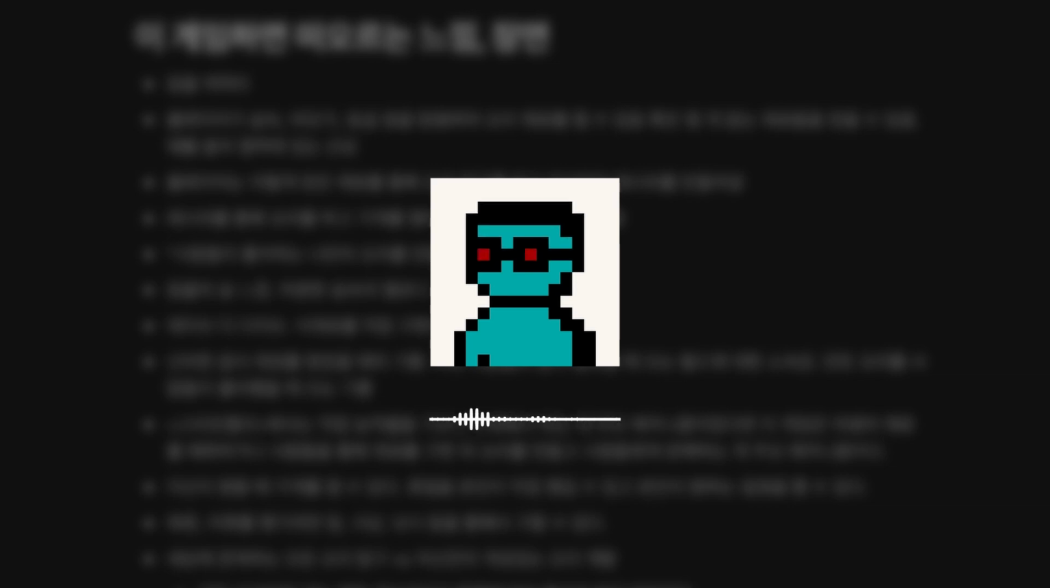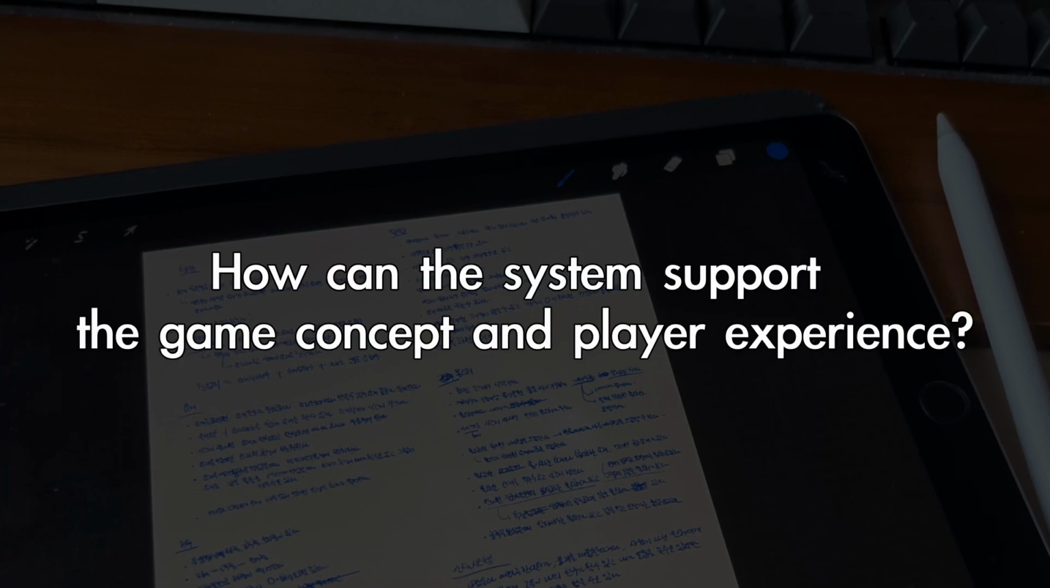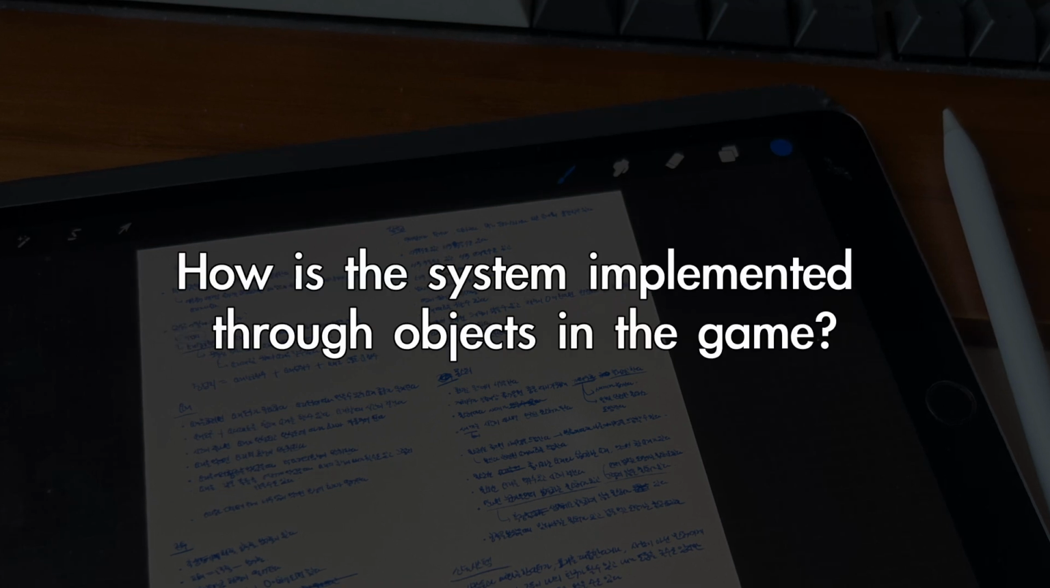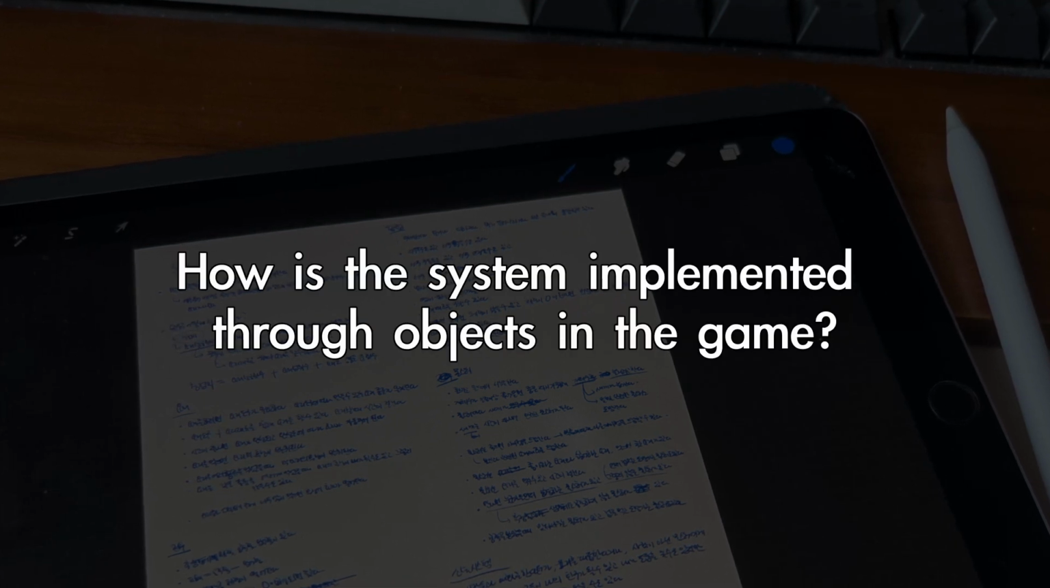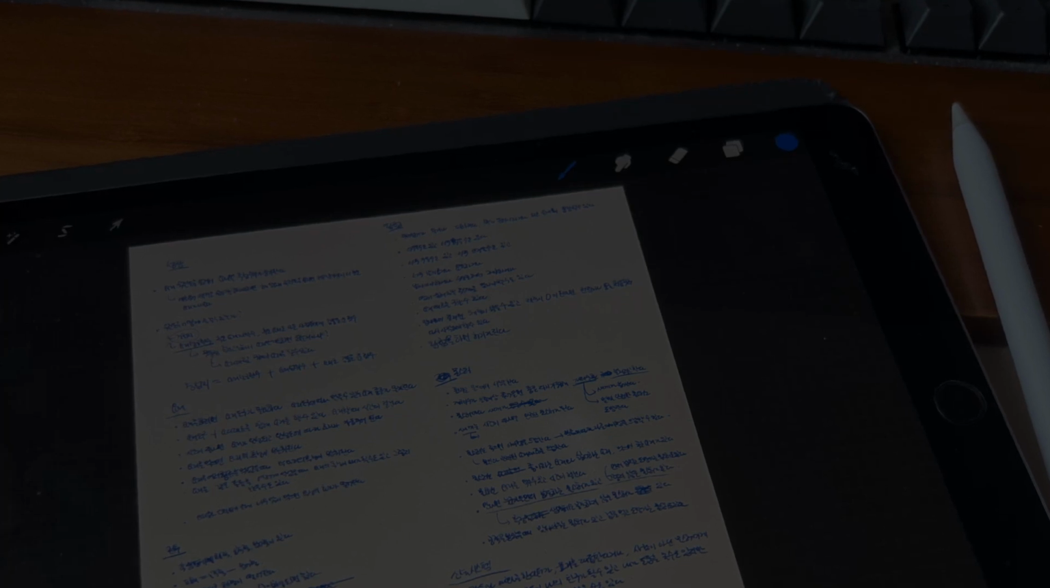Finally, it's time to think about which systems we need to create our game world. Systems, for example, could be a combat, an economy, an ecology, etc. I usually describe each system in the following points. How can the system support the game concept and player experience? How is the system implemented through objects in the game? By answering these questions, I can easily describe each system.